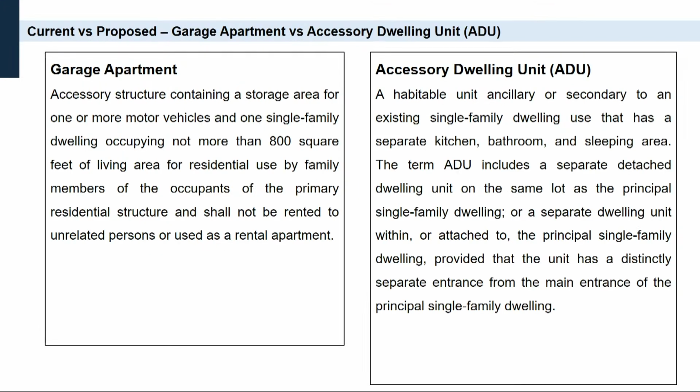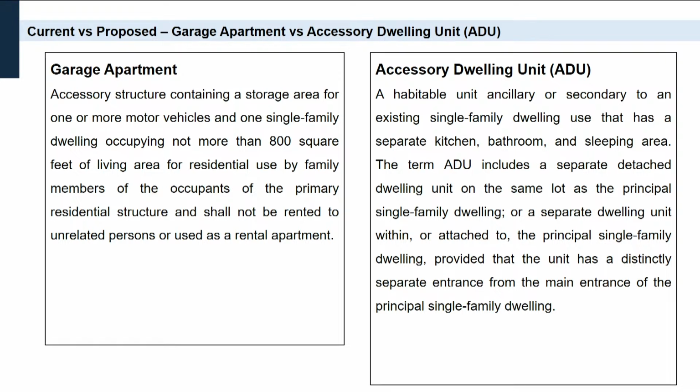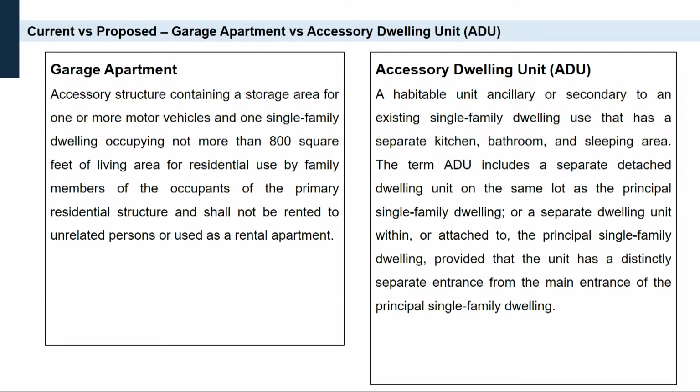Probably the biggest thing we want to address are accessory dwelling units. Right now in our code, we adopted the Volusia County Code in 1993 actually. And it had the provision for garage apartments, which is an accessory structure containing a storage area for 1 or more motor vehicles and 1 single-family dwelling, not more than 800 square feet living in that unit. Think of it as the old Brady show where the oldest son lived above the garage. That was the way the code was written for garage apartments.